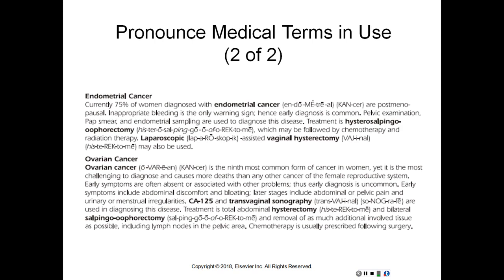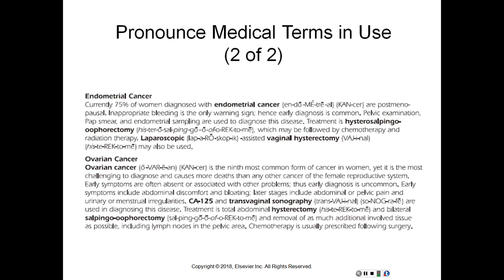Endometrial cancer. Currently, 75% of women diagnosed with endometrial cancer are postmenopausal. Inappropriate bleeding is a warning sign, hence early diagnosis is common. Pelvic examination, pap smear, and endometrial sampling are used to diagnose this disease. Treatment is hysterosalpingo-oophorectomy, which may be followed by chemotherapy and radiation therapy. Laparoscopic assisted vaginal hysterectomy may also be used.